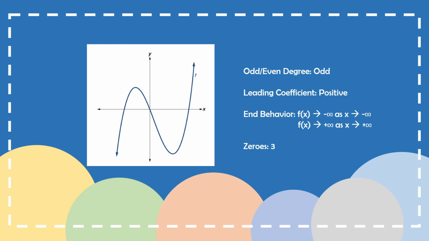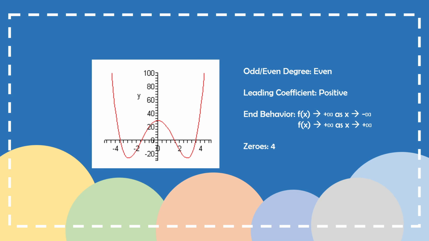So for another example, we have a graph with a degree that is odd, a leading coefficient that is positive this time because the right arrow is pointing upwards. So we have the end behavior f of x reaches negative infinity as x reaches negative infinity, and f of x reaches positive infinity as x reaches positive infinity. And again, we still have three zeros because the graph moves through the x-axis three times.